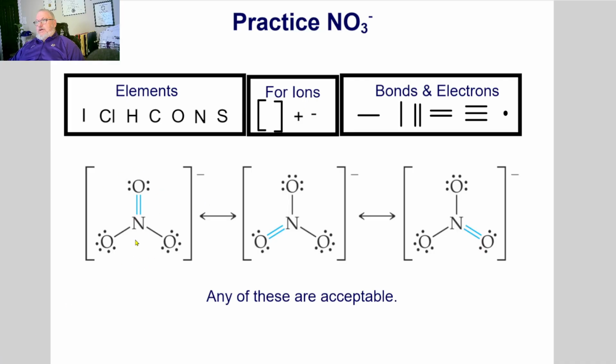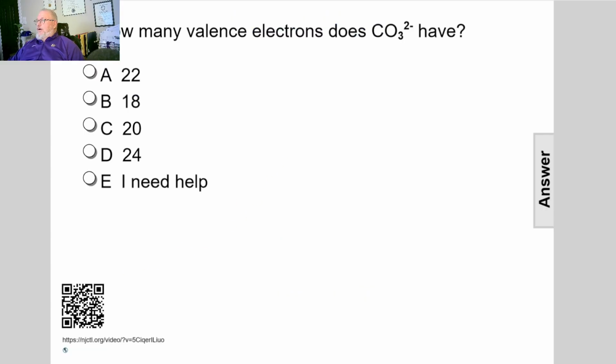Now this is something interesting. This is called a resonant ion. This is nitrate. So these are all 3 the same. You can have the double bond here, or the double bond here, or the double bond here. These are called resonance structures. They can get real technical, and some people will make you draw all three of them. Not yet. So now we're going to get to our questions.